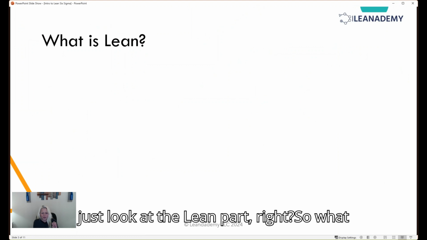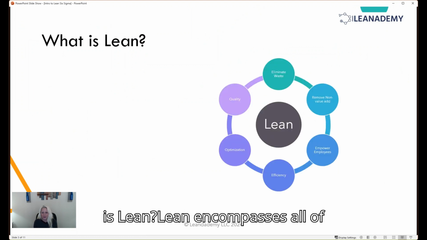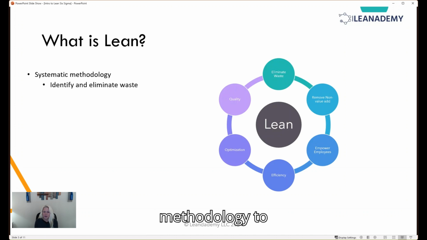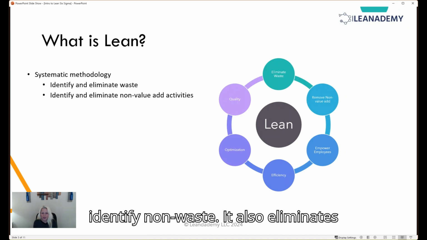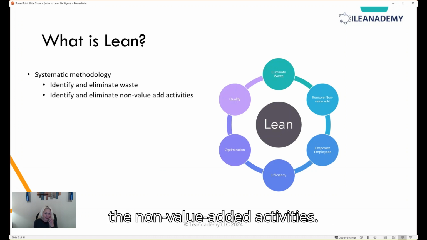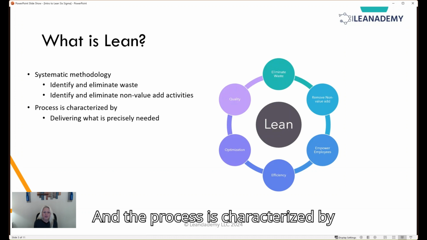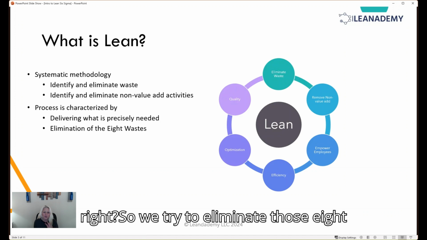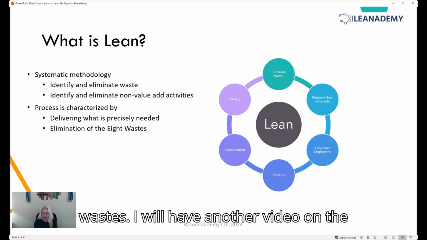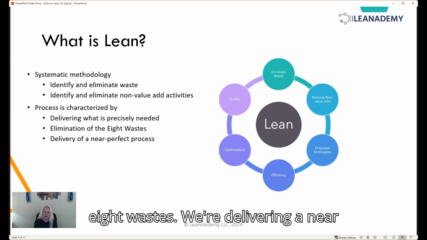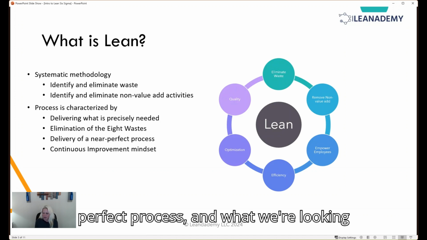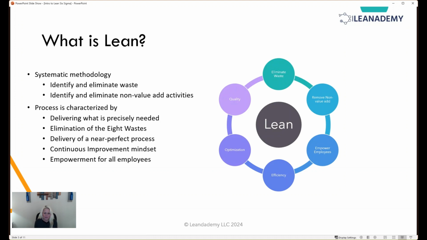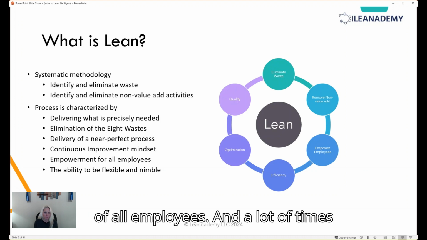So let's just look at the Lean part, right? What is Lean? Lean encompasses all of this. Basically, it's a methodology to identify and eliminate waste. It also eliminates non-value added activities. And the process is characterized by delivering what is precisely needed, right? So we try to eliminate those 8 wastes. I will have another video on the 8 wastes. We're delivering a near perfect process, and what we're looking to do here is have that continuous improvement mindset. And this is, once again, the empowerment of all employees.